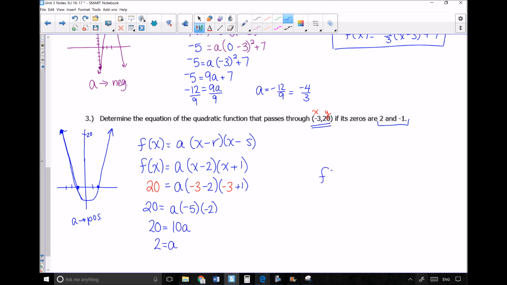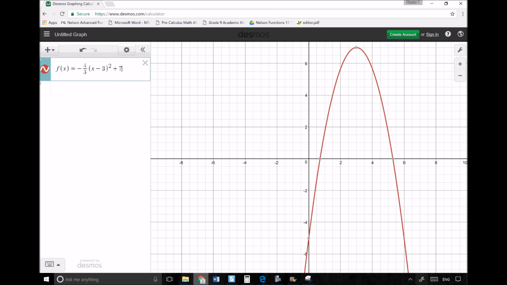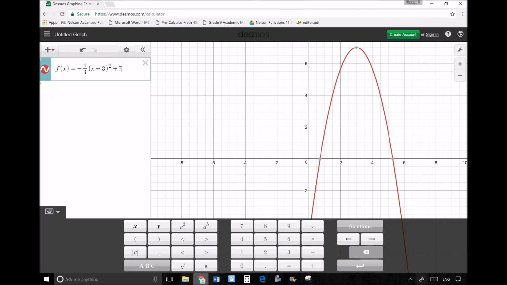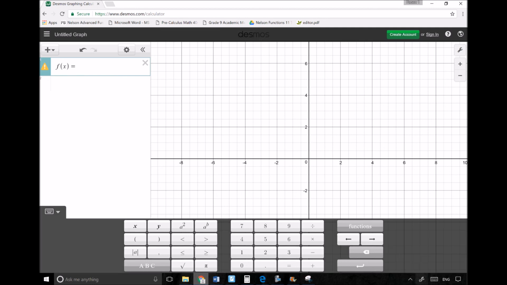So therefore, my equation is going to be f of x equals 2 times (x minus 2) times (x plus 1). Okay, and we can multiply it all out if you want to, but this is an acceptable form as well. So let's go ahead and go back to Desmos, and we're going to write our equation in right here. So we're going to say 2 times (x minus 2) times (x plus 1).